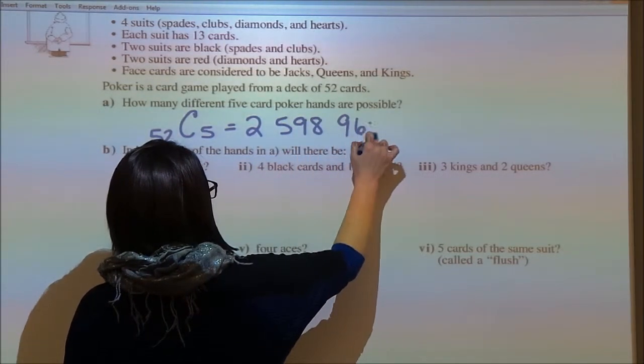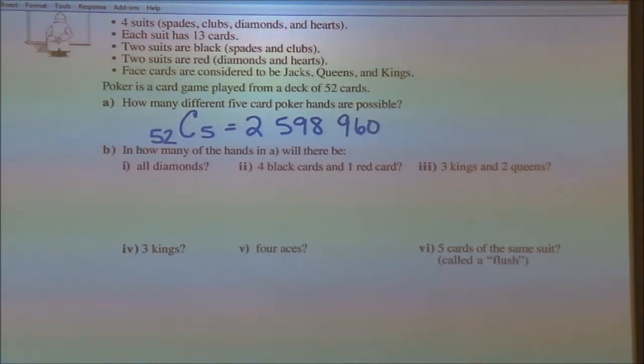So how many cards would that be? 2,598,960 different possible hands. How do I put the numbers in? You have to start by putting the N in first. 52.